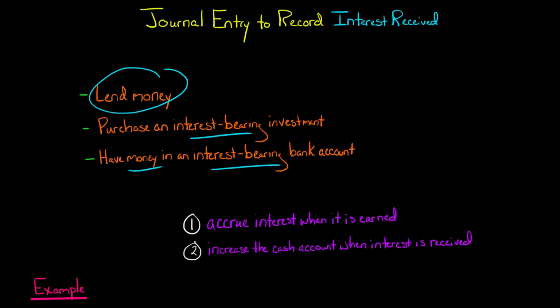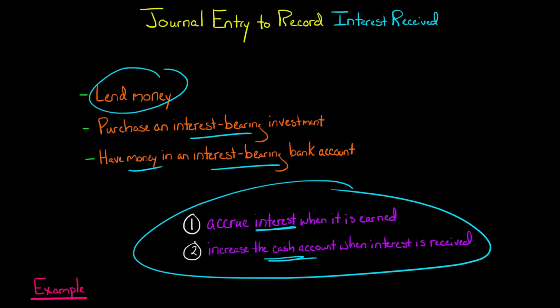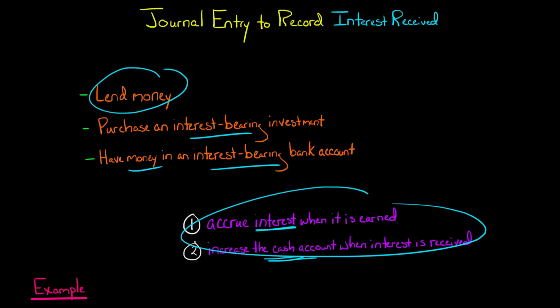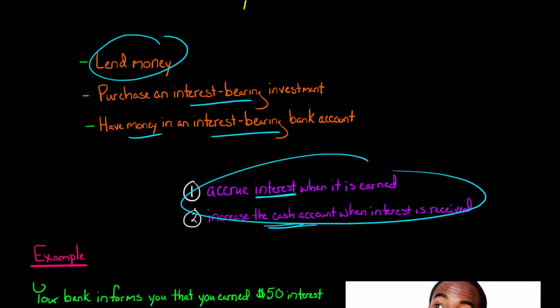Companies are going to need to do two things regarding this interest. First, it's going to have to accrue interest revenue when the interest is earned. And second, it's going to need to increase its cash account when it actually receives the interest. Now, I'm going to do two examples. In the first example, both of these things are going to happen at the same time. But then I'm going to show you a little bit more complicated example where these two things do not happen at the same time. So let's start with a simple example.